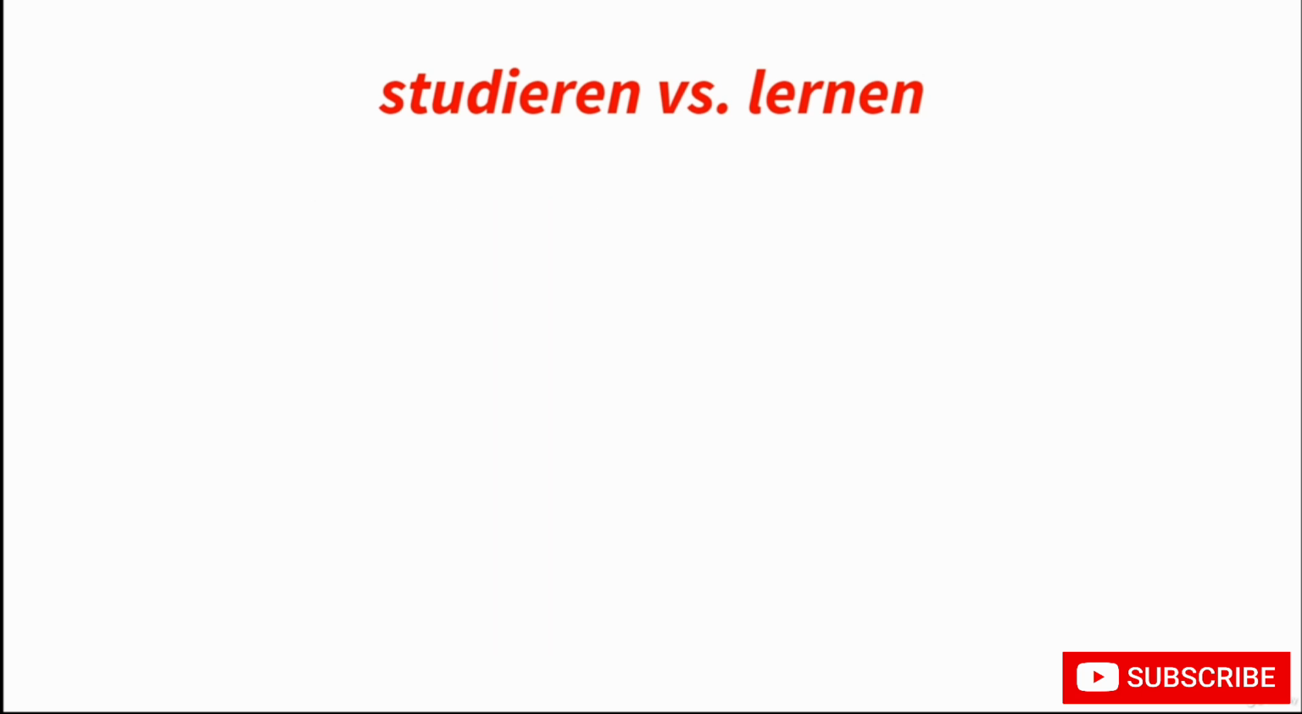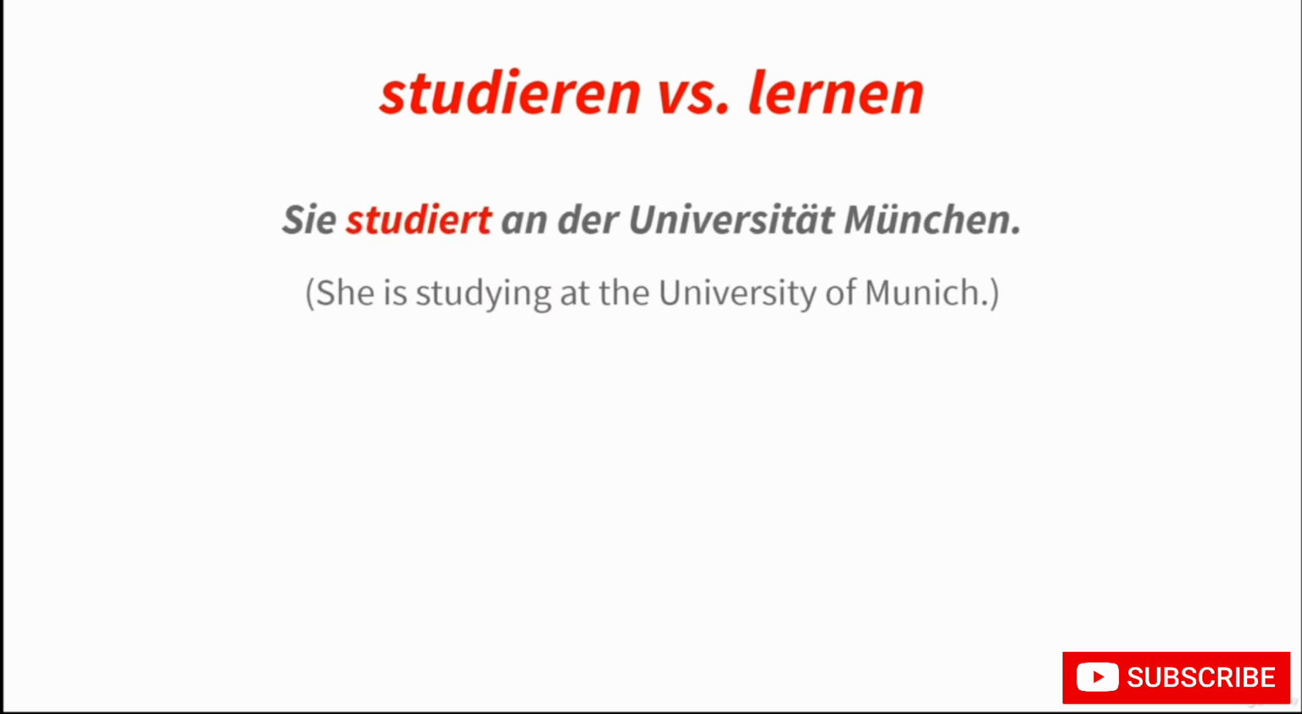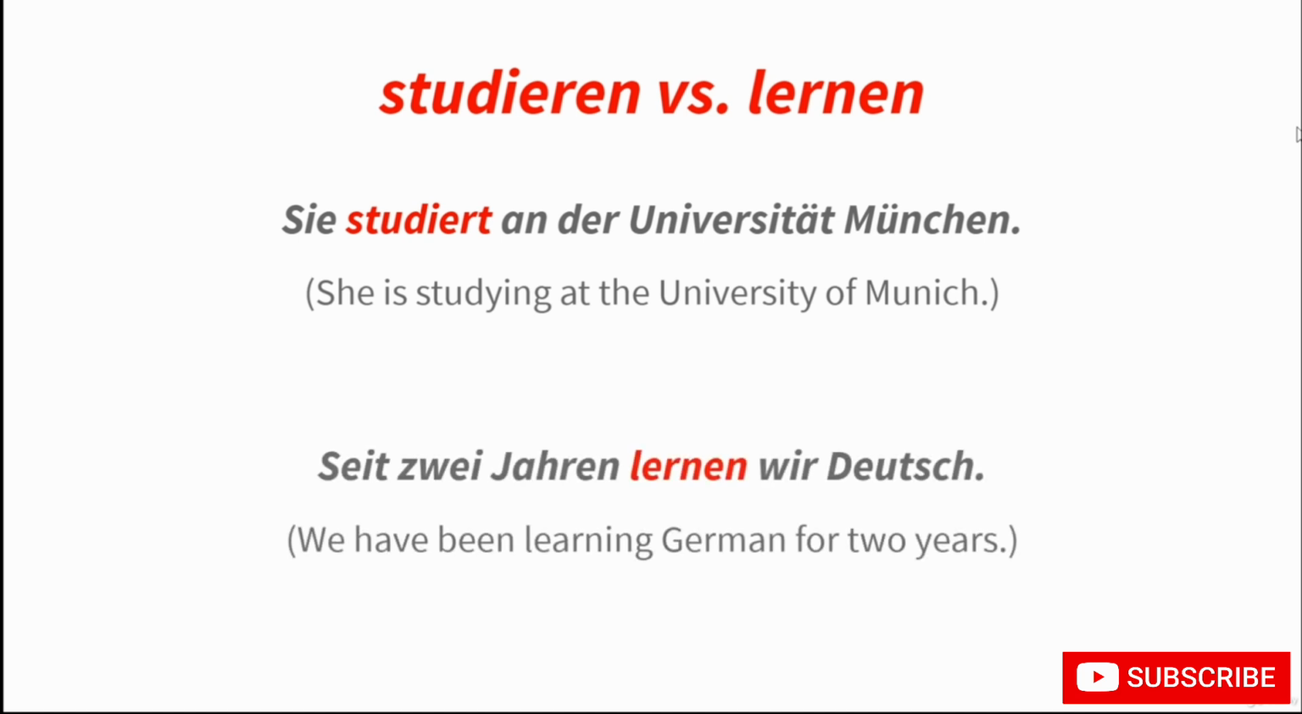Another example. Sie studiert an der Universität München. She is studying at the University of Munich. She is a student at a university. That's why we use studieren. Seit 2 Jahren lernen wir Deutsch. We have been learning German for 2 years. In this sentence, lernen is used to say to learn, not to study.